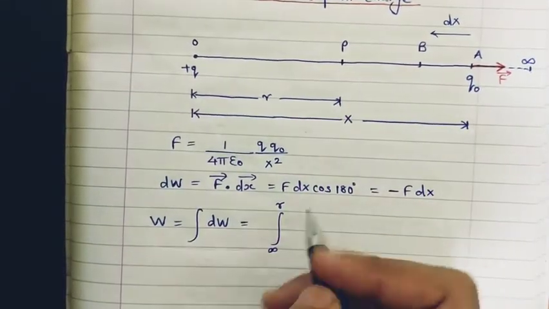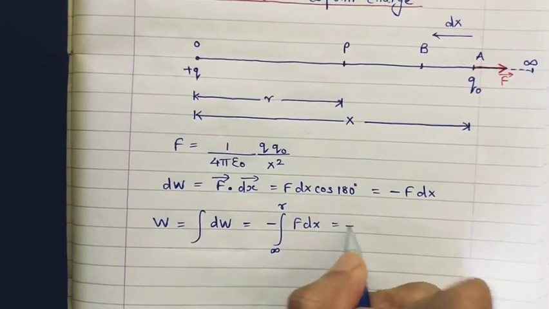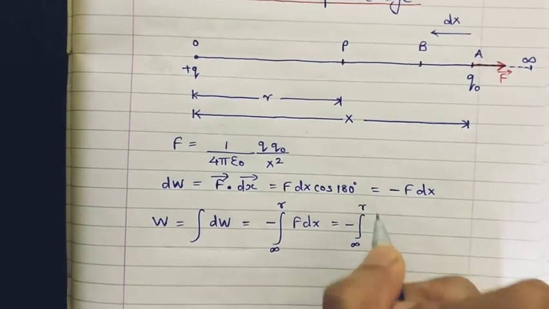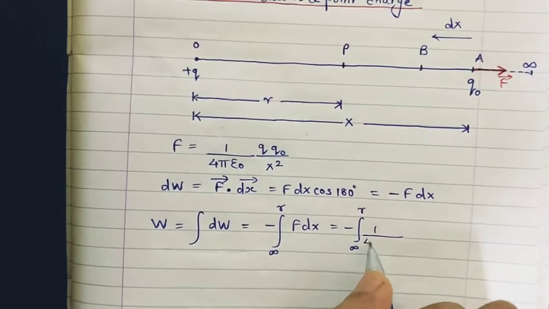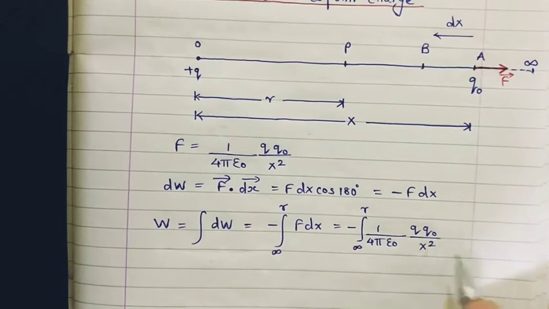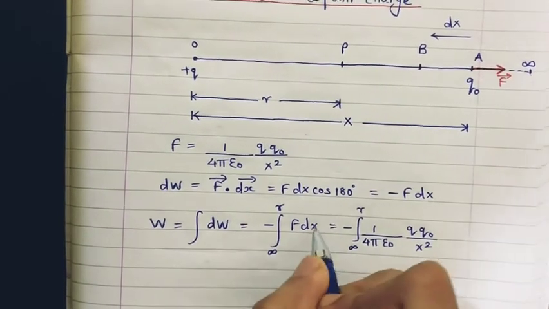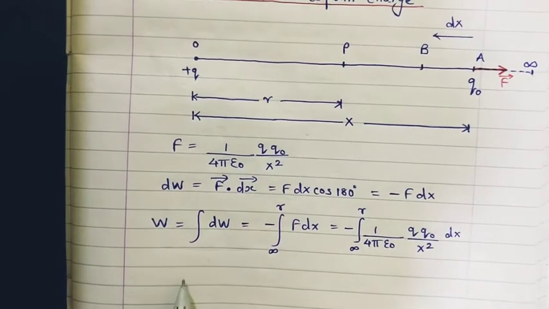Now substitute minus F dx. This minus sign remains out. Integration from infinity to r. Let's substitute for the force which we have found out over here. So it's going to be 1 upon 4 pi epsilon naught, q q naught upon x square, into this dx.